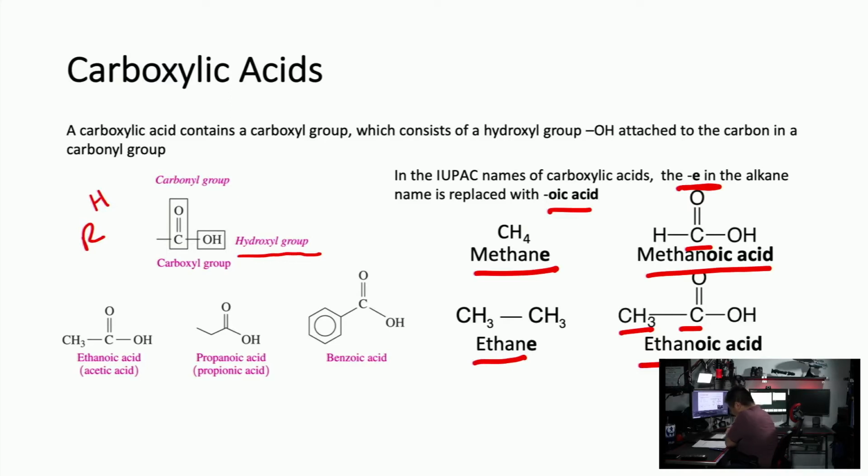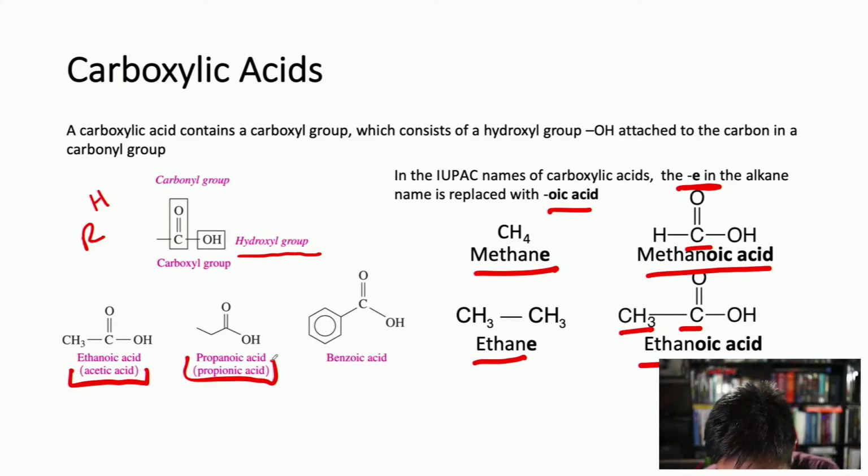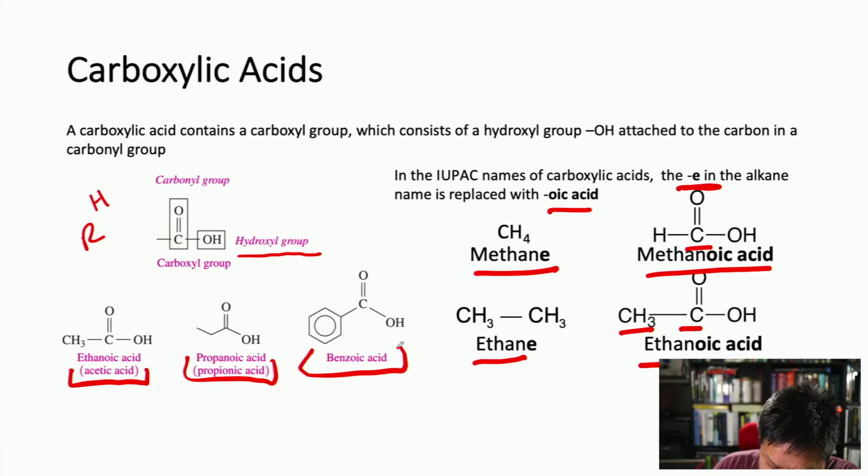A couple extra examples here. We already know ethanoic acid, just went over that. Another common name for ethanoic acid is acetic acid. That's vinegar, of course. We have propanoic acid here, a 3 carbon carboxylic acid. And we have benzoic acid here, which is the one that has benzene in it, right? So benzene, take off the E, and then put in oic, and you get benzoic acid, right? And notice they all have hydroxyl groups.